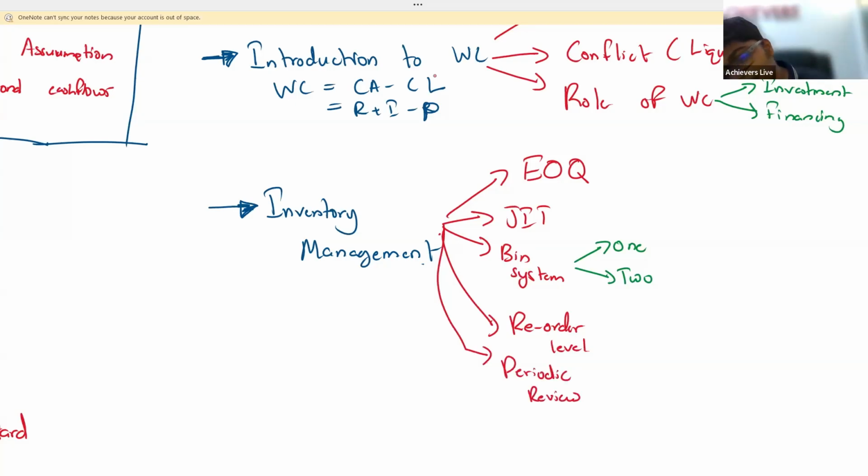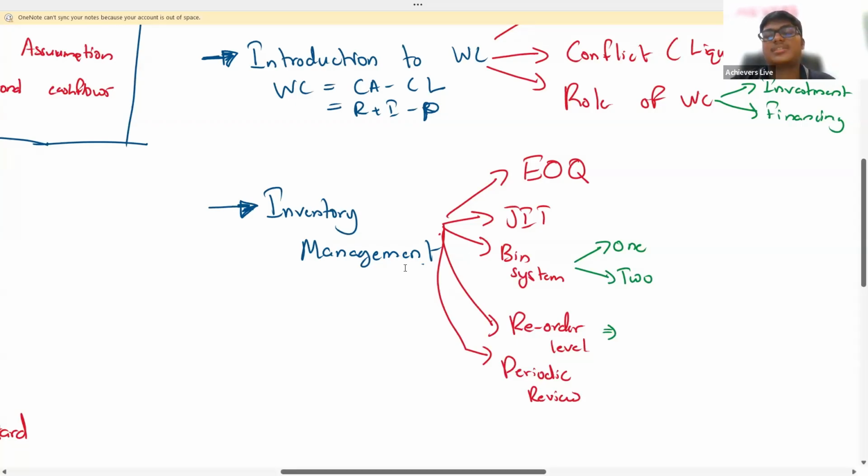How do you calculate the reorder level? How do you calculate reorder level? What is the formula?